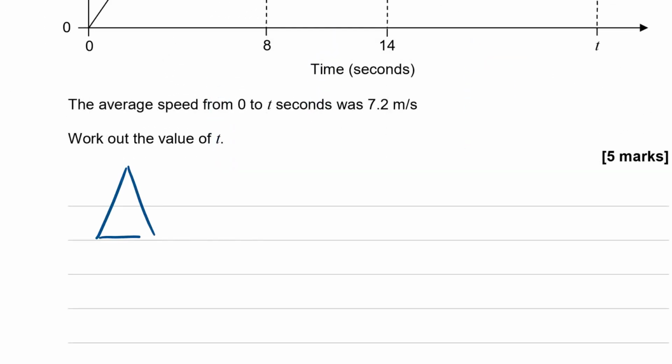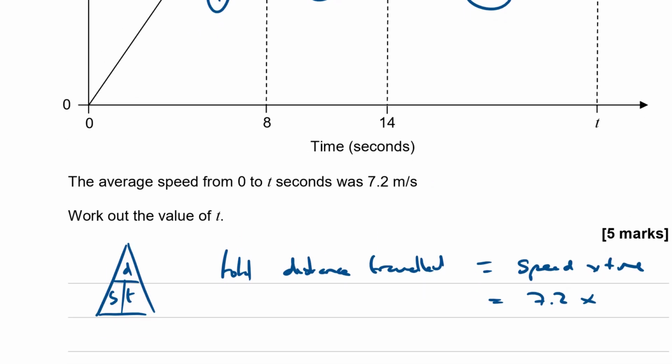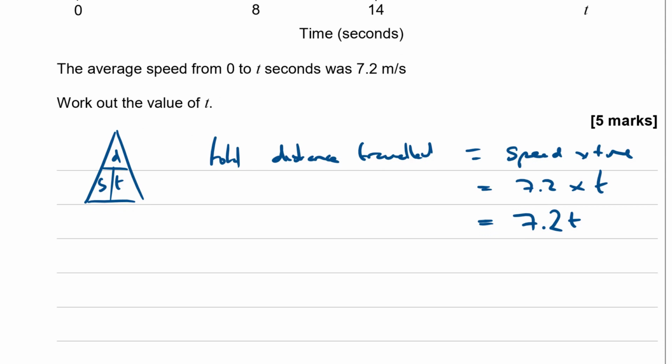So using our DST triangle, we know that average speed equals distance divided by time, so distance is speed times time. So the total distance travelled is going to be speed times time, which is 7.2 times the time taken, which is t. So it's equal to 7.2t. So it's going to be an equation we're going to have to solve, isn't it?